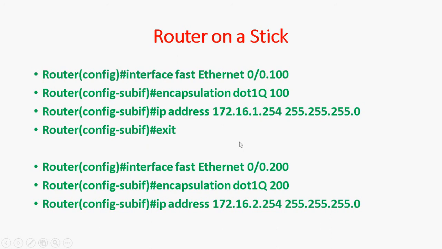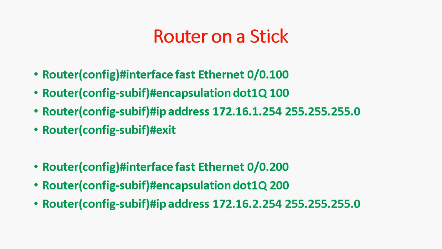Similarly, I am creating another sub interface. Interface fastethernet 0/0 dot, here I am mentioning 200 because I am going to configure this sub interface for VLAN 200. Here also I mention encapsulation dot1q, then you have to mention the VLAN number. If you mention some other different number, it won't work. So you have to mention the VLAN number.